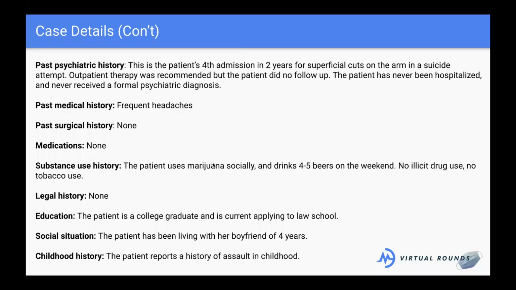She has frequent headaches, no surgeries, takes no meds. She uses marijuana socially, drinks 4 to 5 beers on the weekends, no illicit drug use, no tobacco use. She has no legal history. She is a college graduate. She's applying to law school. She has been living with her boyfriend for 4 years. And her childhood history, she does report a history of assault in childhood. I apologize. I think I misspoke earlier when I was answering questions.